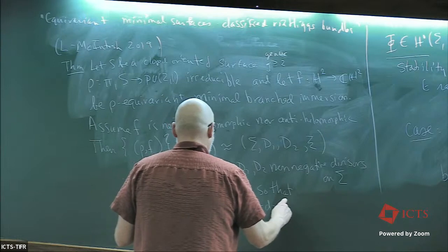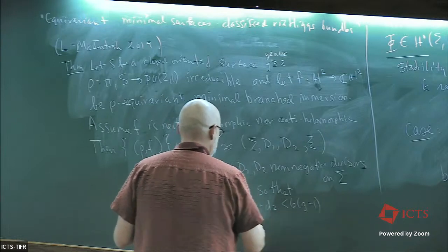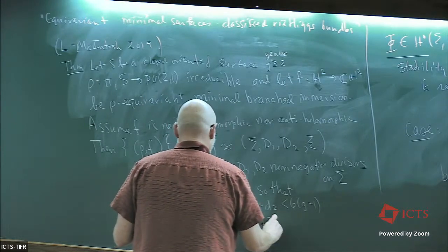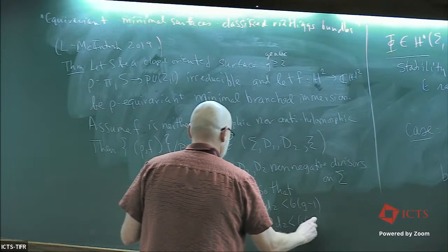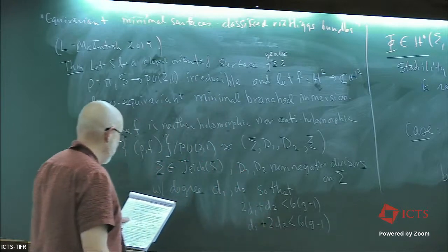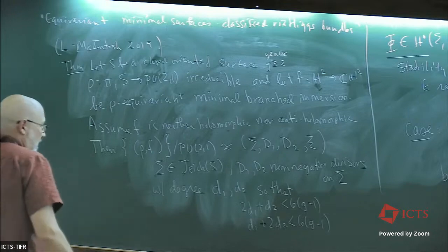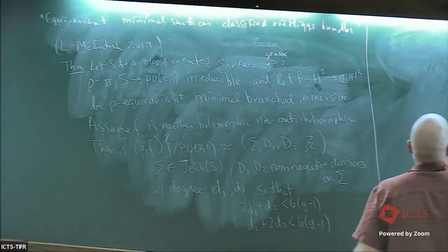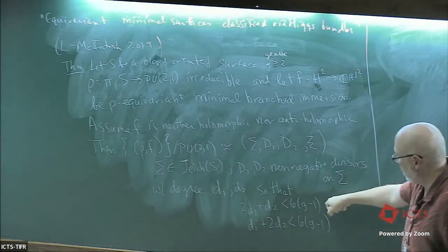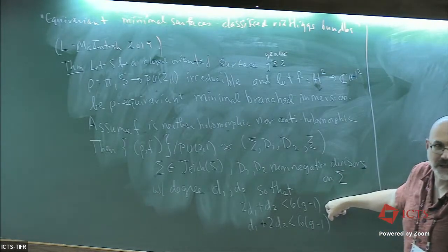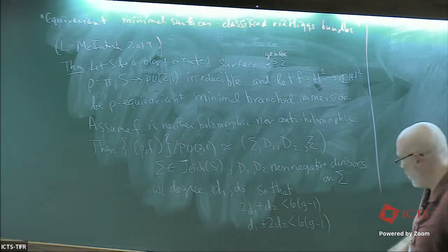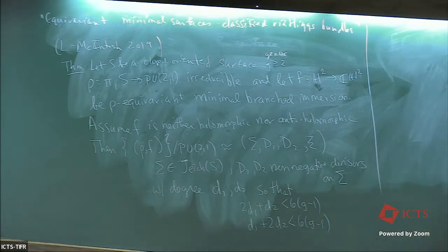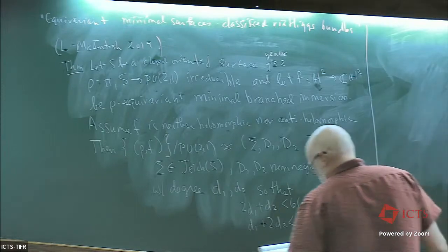2d1 plus d2 is less than 6 times (g minus 1), and d1 plus 2d2 is less than 6 times (g minus 1). These inequalities are the stability condition in this case. It's nice that the stability condition is so clean. It only involves degrees and not more complicated things.